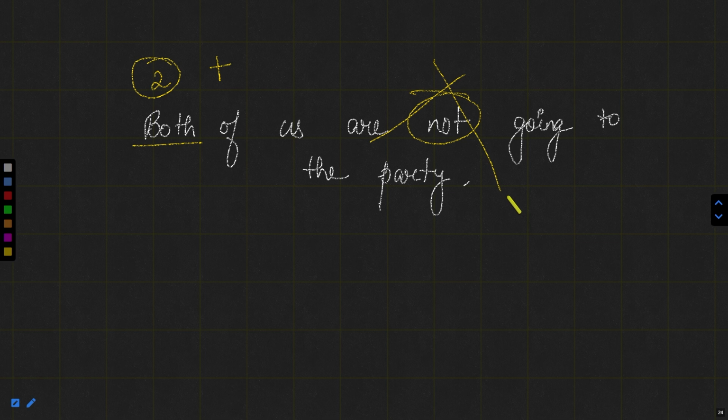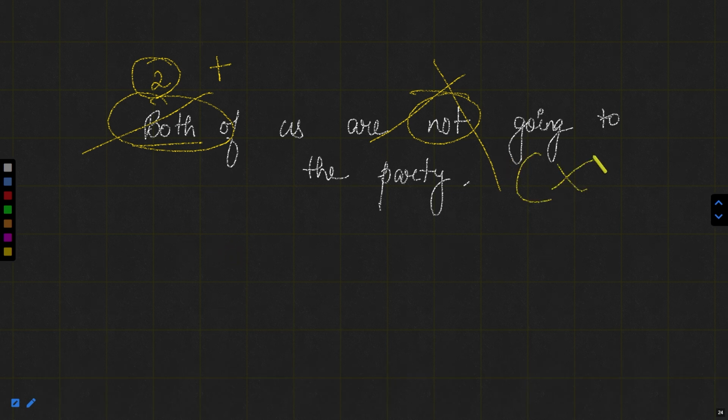How? If I say both of us are going to the party, it means I'm not denying we both are going there. But I want to say that both of us are not going there. It means two of us are not going to the party. We don't want to go to the party. So how to write this sentence without both? Here, the word both is also incorrect.